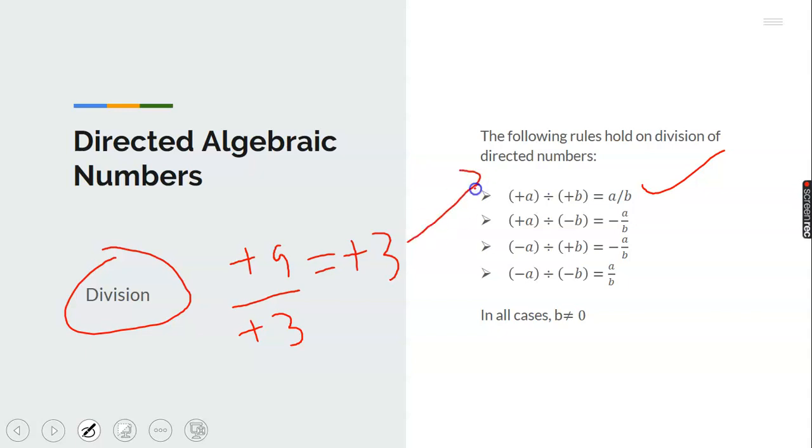You can see. Now, if you are having plus a divided by minus b, it's going to give you minus a over b. Let's look at that. You have plus, okay, you have plus 9.